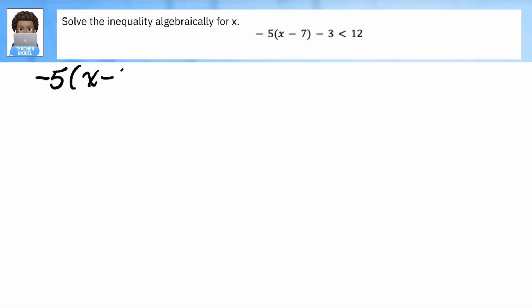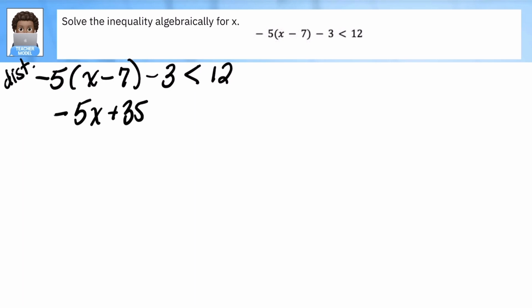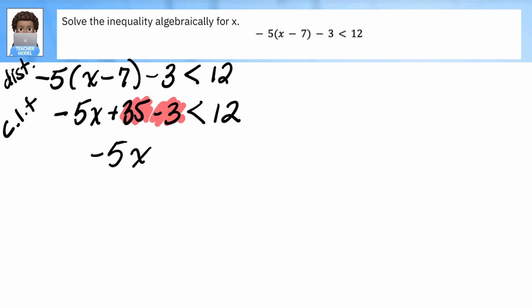All right, here's our first model problem. The first thing I can see is that there's an opportunity to distribute. So let's put that into our notes. We're going to distribute, and I'm going to distribute a -5. So -5x plus 35 minus 3 is less than 12. Now I'm going to combine like terms. Look to see, where do you notice like terms? I have them here, my constants. So -5x plus 32 is less than 12.